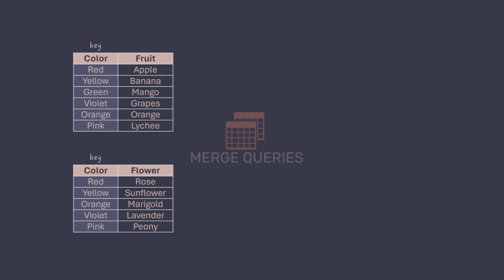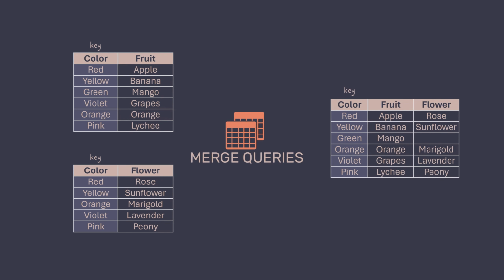On the other hand, Merge Queries is used to join two tables based on a common column. This allows you to enrich a table with additional columns from another table based on matching values in a key column. In this method, two tables are combined horizontally.